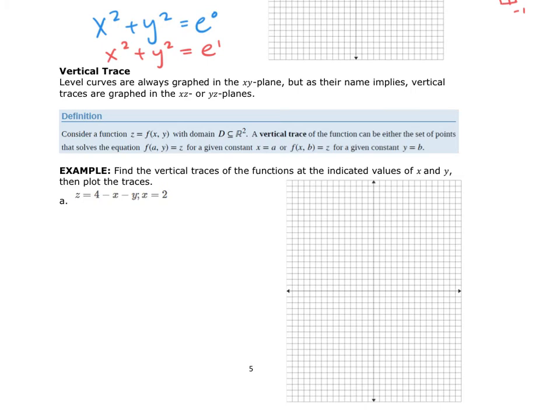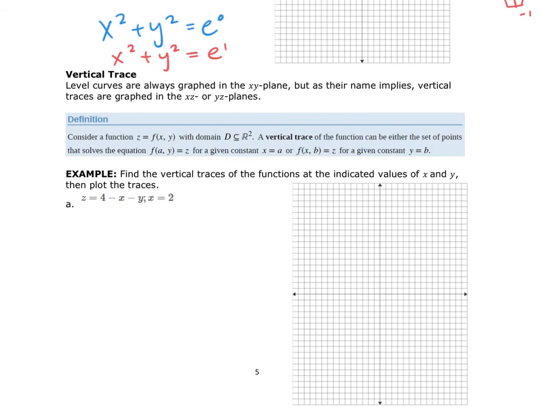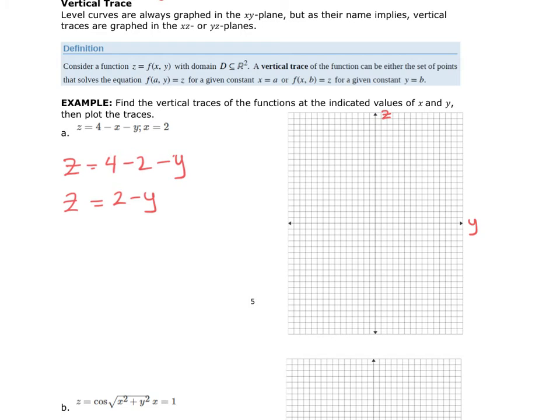So let's take the vertical trace of z is equal to 4 minus x minus y. So I have a replacement for x, and so I have z is equal to 4 minus 2 minus y. I got so excited there. In other words, I have z is equal to 2 minus y. Now, if I consider this my z-axis and I consider this my y-axis, then what I have is this line, parallel to the xz plane, of -y plus 2.